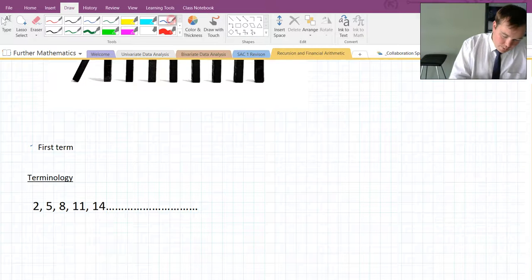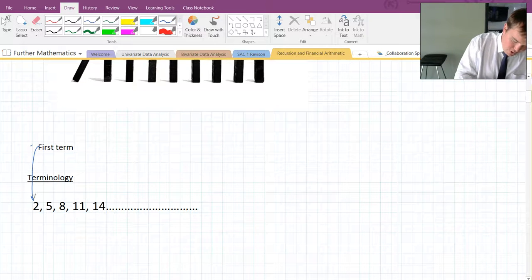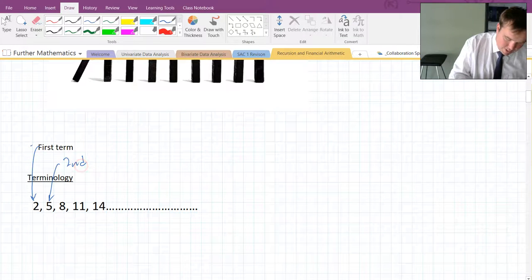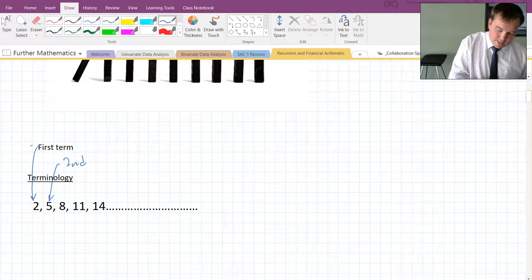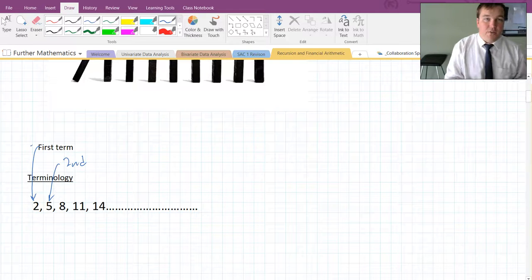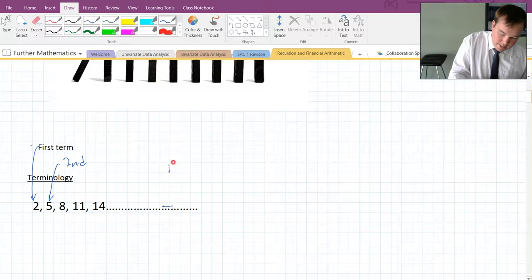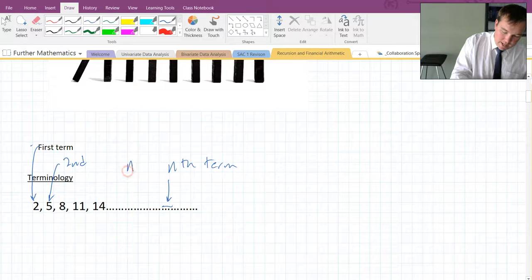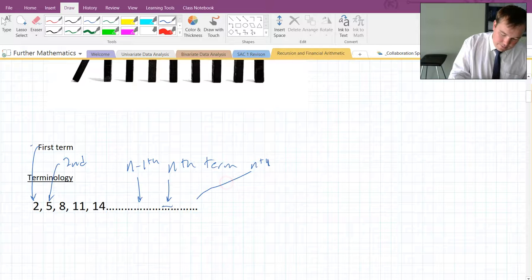We know that this one here is the first term. Nice and easy. Second term, third, fourth, fifth, until we get some distance out here where we don't actually know what the number is, but we call that the nth term. Now, if we want to refer to the one before the nth term, we do the n take 1th term. That's here. N plus 1 is there.